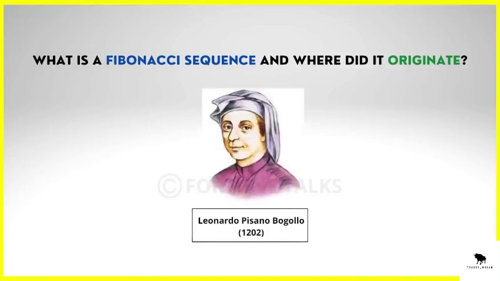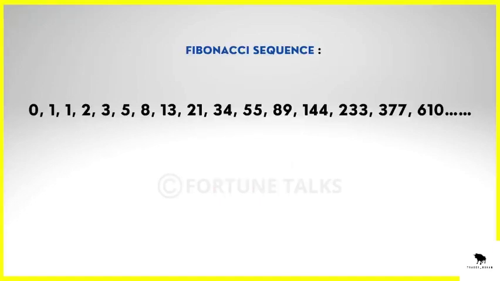Leonardo Pisano Bigollo, an Italian mathematician from Pisa, is credited with the discovery of the Fibonacci sequence way back in 1202. The Fibonacci sequence that you can see on the screen goes like 0, 1, 1, 2, 3, 5, 8, 13, 21, 34, 55, 89, 144, 233 and the sequence goes on.